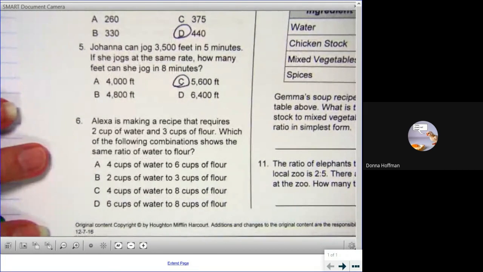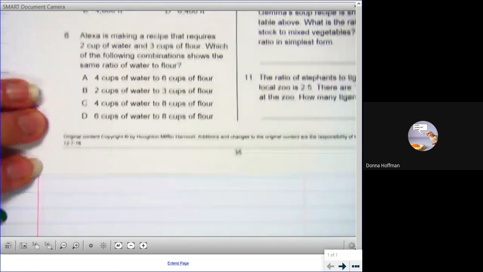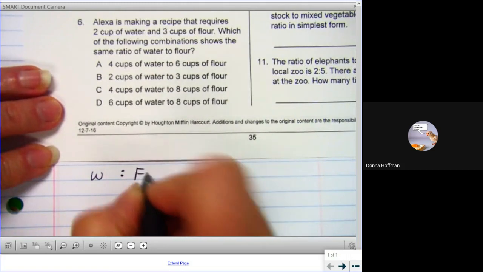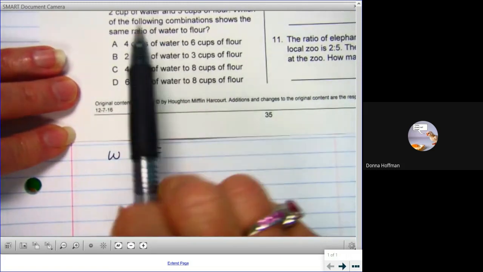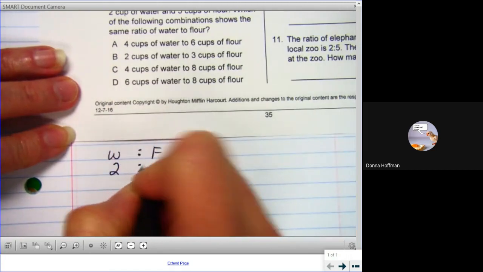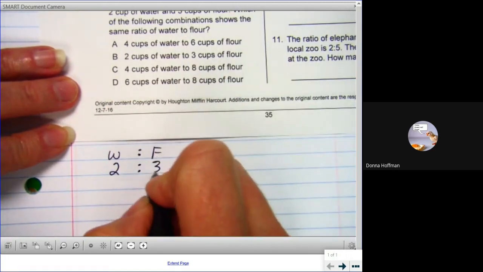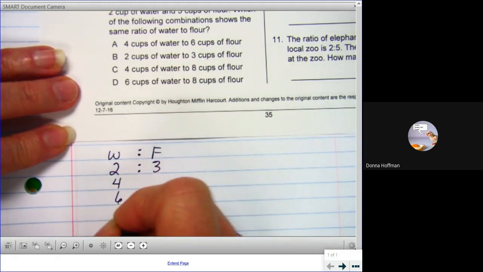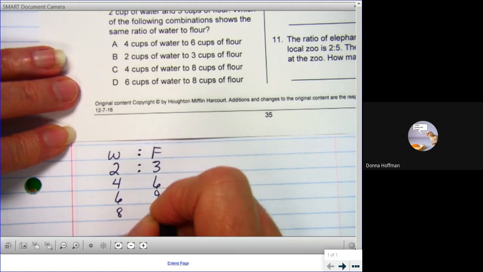Alexa is making a recipe that requires 2 cups of water and 3 cups of flour. Which of the following combinations shows the same ratio of water to flour? Okay, we have water to flour. And go back into the read the word, 2 cups of water to 3 cups of flour. So you skip count a few times. 2, 4, 6, 8, 3, 6, 9, 12.